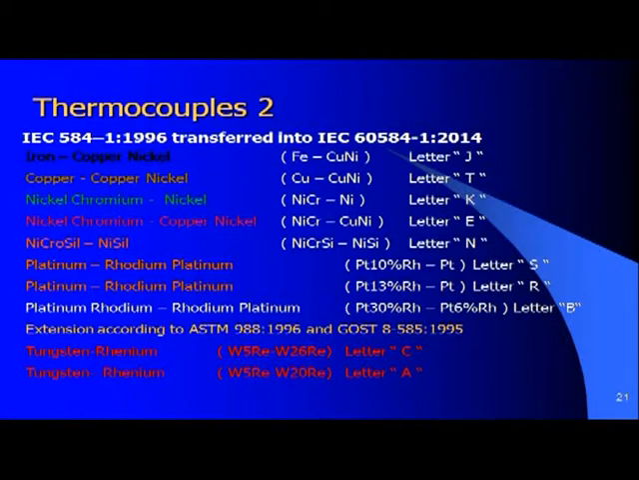Even better is type B, because both legs are alloys. The stability is much higher, but type B is not available in class 1. It's only available in class 2, and at incredibly high prices.